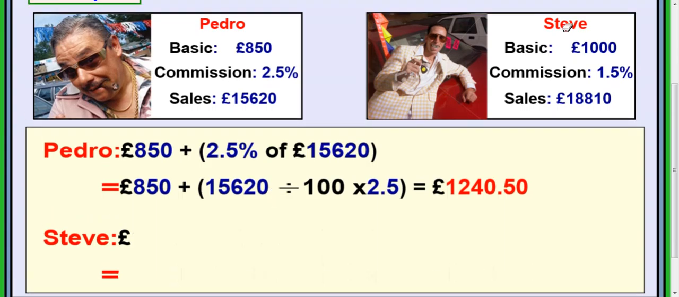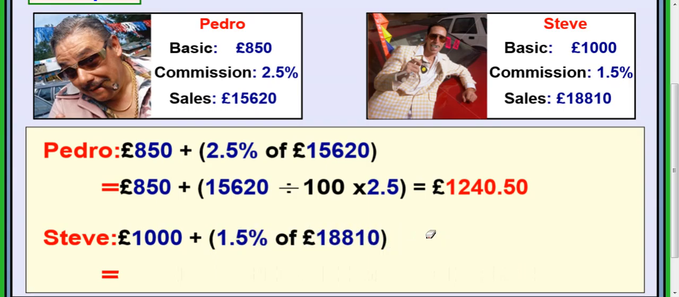Okay, same with Steve. Let's look at Steve. He gets a basic salary of £1,000, but his commission is only 1.5% of his sales. It's really important you understand the commission is a percentage of the sales and not the basic pay. So he's getting £1,000 and he's getting 1.5% of the sales value.